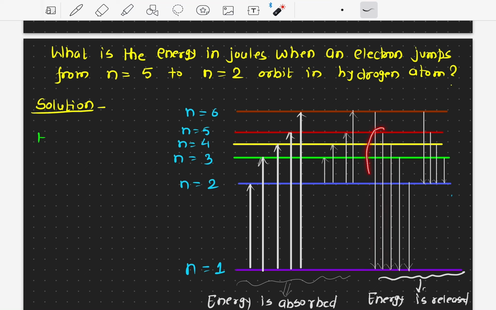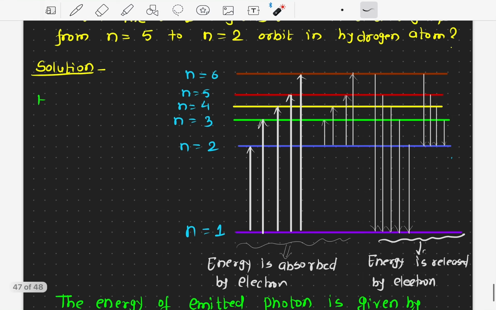And when the electron jumps from a higher level to a lower level, it emits light. It emits energy in different electromagnetic ranges. And that's what we're going to calculate. If an electron jumps from n equals 5 to n equals 2, how much energy does it release? That's what we're going to find out.